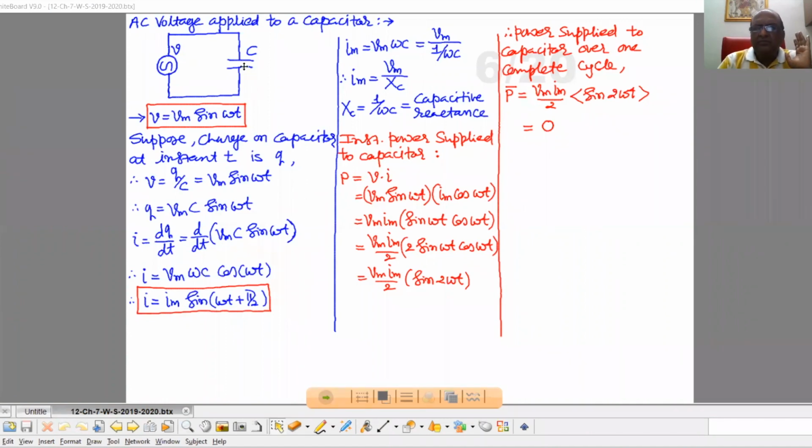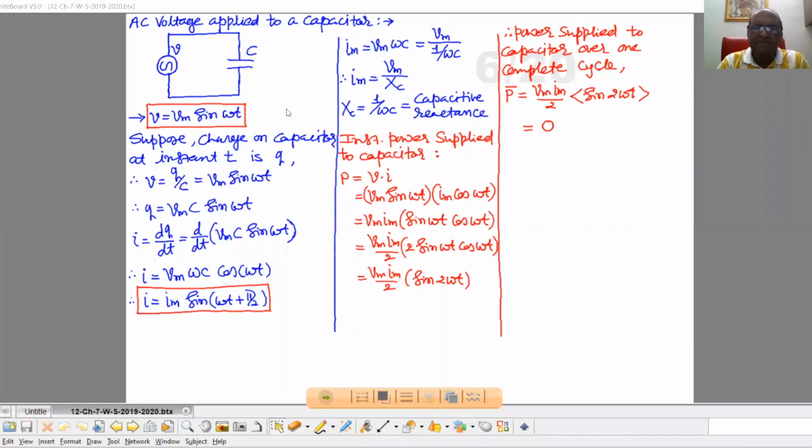So potential difference across two plates of the capacitor is Q by C. So we can write V equal to Q by C, and that will be equal to Vm sin omega t. So Q is Vm into C sin omega t. We want instantaneous current, so differentiate this equation of charge Q with respect to time t.